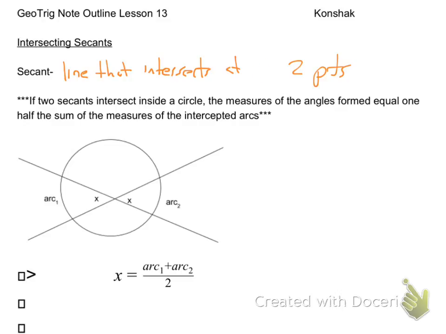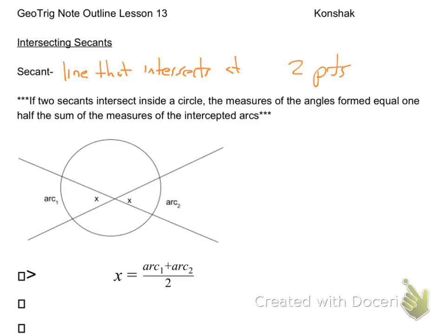So let's look at that starred part there. And it says, if two secants intersect inside a circle, the measures of the angles formed equal 1/2 the sum of the measures of the intercepted arcs. Sometimes reading something like that, it's not easy to see or to visualize.